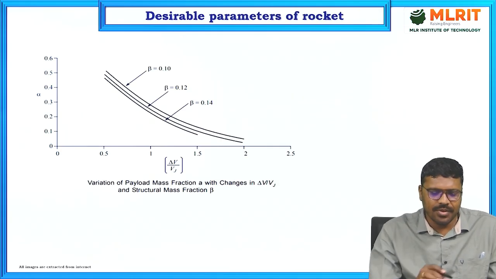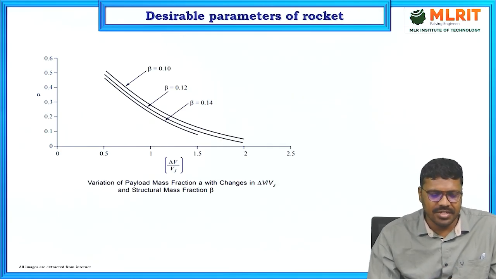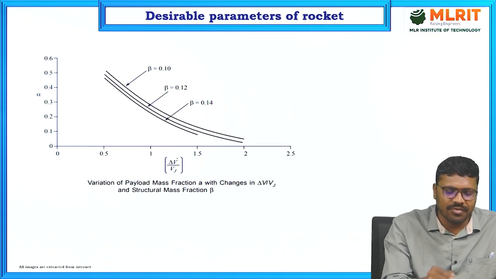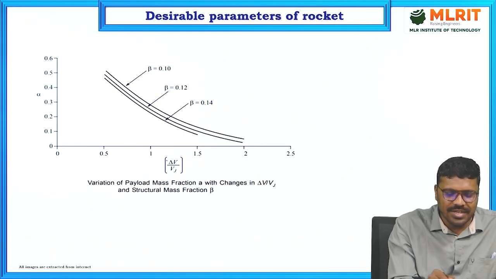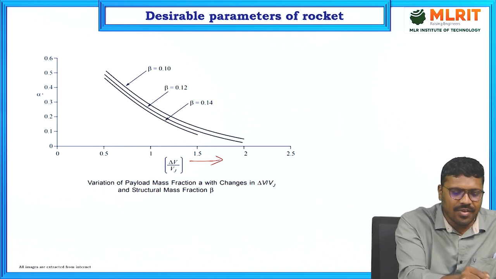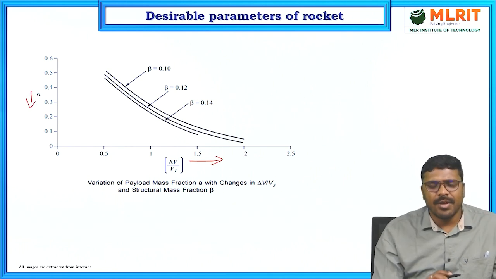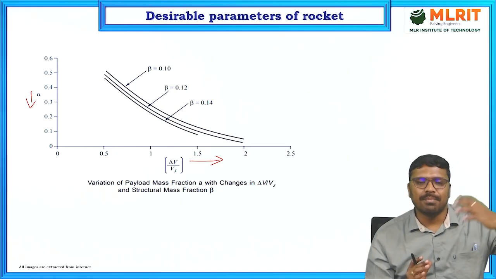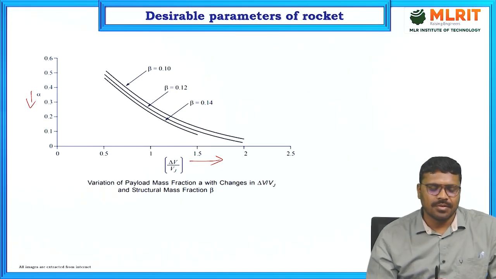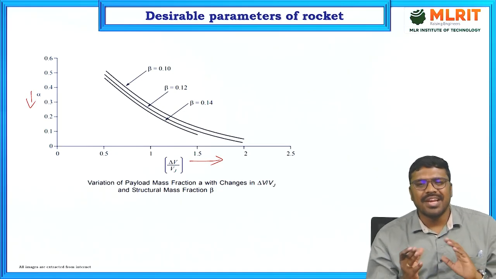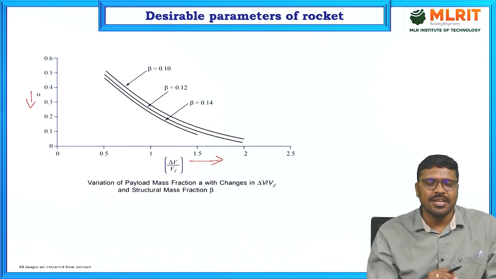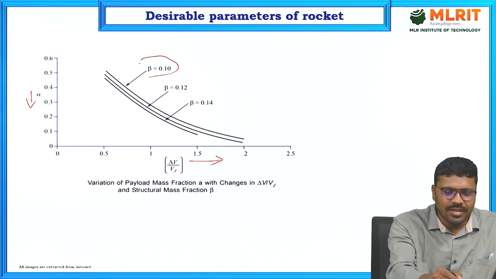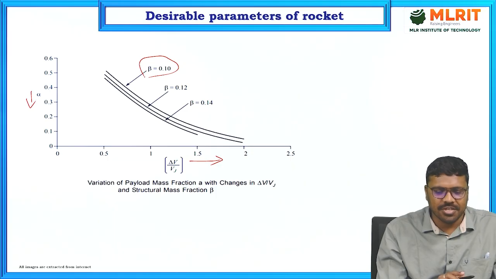Here you can also see the trend of variation of alpha with respect to delta V by Vj. As delta V by Vj increases, alpha, the payload mass fraction, decreases. Payload mass fraction in the sense that the payload mass is less compared to the initial mass. So we can carry less payload as delta V by Vj increases, for different structural mass fractions.